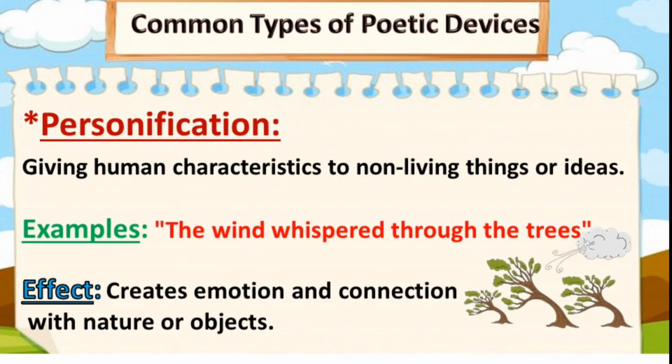Here, the human characteristic is whispering. The characteristic of a human, whispering, is given to the non-living, that is the wind. Okay, so in the same way, personification helps poets in poems to give human characteristics to non-living things. This personification creates the effect of emotion and connection with nature or objects in the poem.